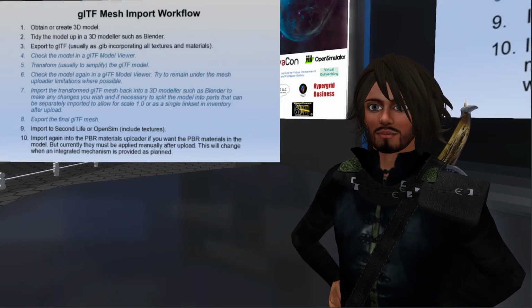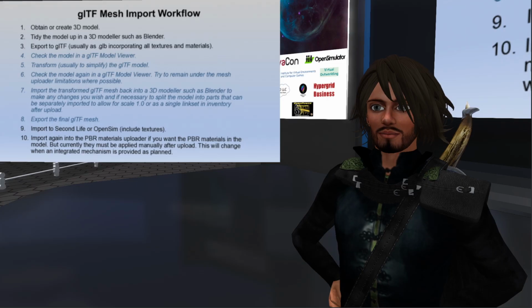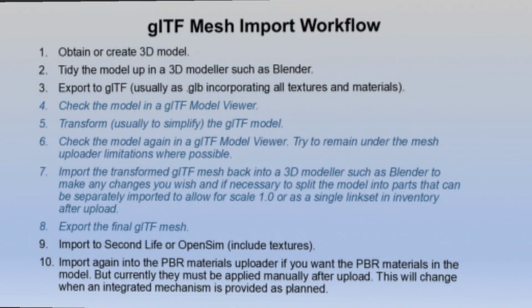There is a workflow, and this is where I don't want you to try to look at the detail here, because this was intended to give some of my own experience for people who are interested in trying to use glTF mesh extensively. But the idea is you obtain or create a 3D model, tidy it up in some sort of 3D modeler to make sure it's going to be suitable for what you want to see, and then export it to glTF, and then skip the blue stuff in the middle, import it into Second Life, including its textures, and then I'll come on to talking about PBR materials.